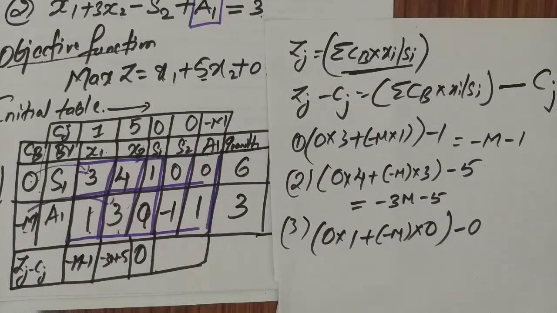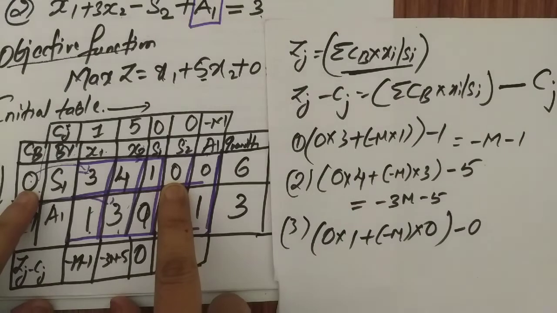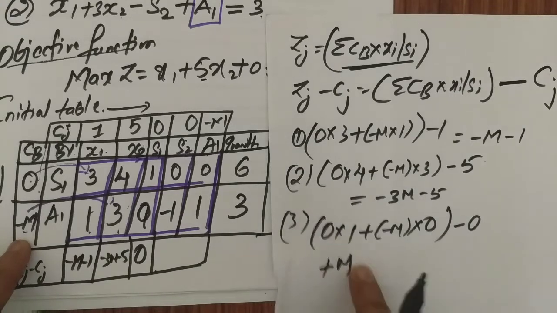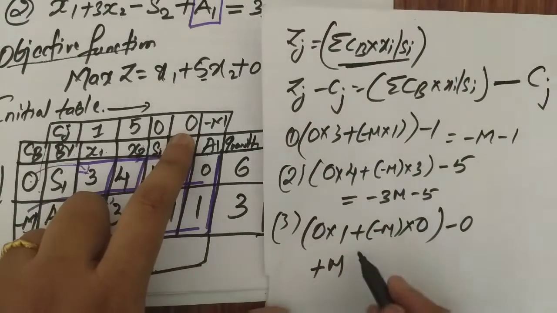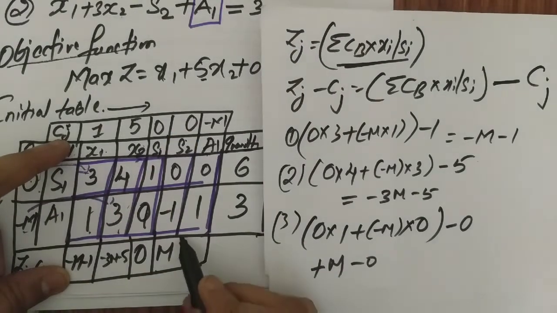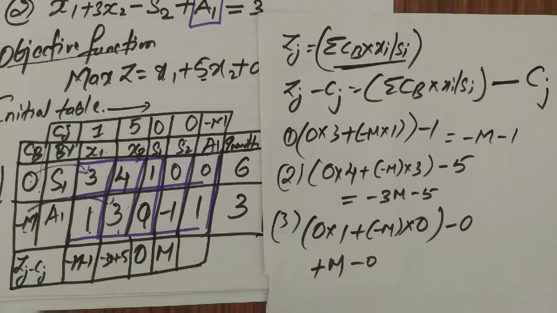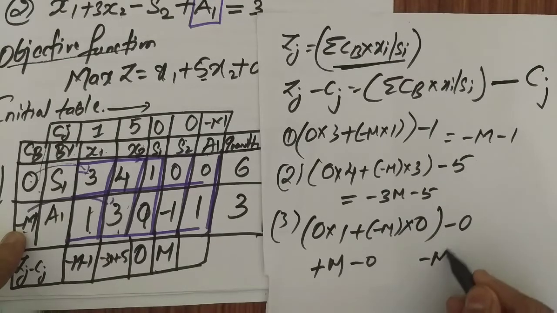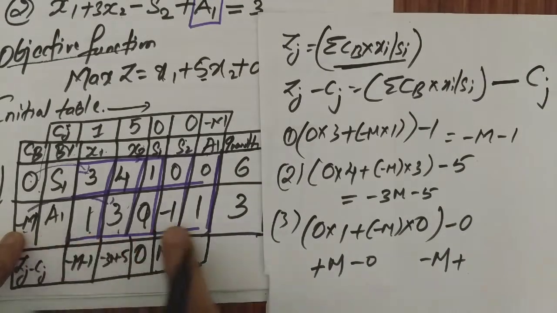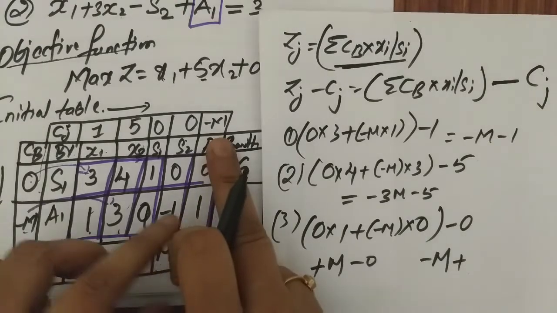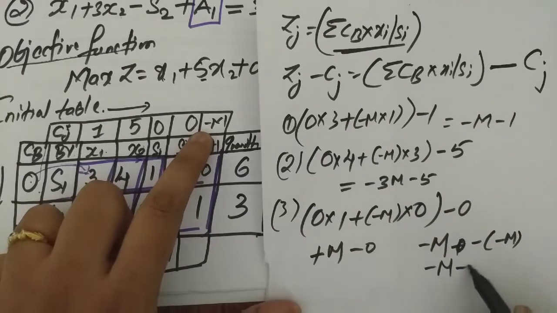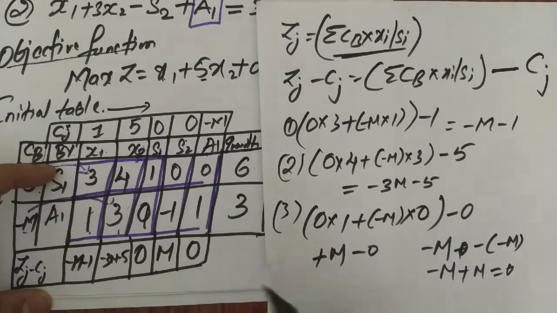It's the product of Cb with the corresponding columns. The obtained answer has to be subtracted from Cj. 0 into 0 is 0. Minus m into minus 1 is plus m. This value has to be subtracted from the corresponding entry, minus 0. So it is m. Next, 0 into 0 is 0, and minus m into 1 is minus m. It has to be subtracted from Cj, which is minus m. So minus m plus m is 0. So this entry will be 0.